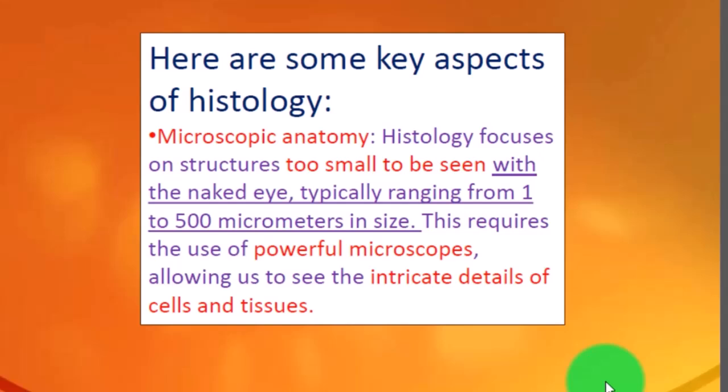Here are some key aspects of histology. Microscopic anatomy: histology focuses on structures too small to be seen with the naked eye, typically ranging from 1 to 500 micrometers in size. This requires the use of powerful microscopes, allowing us to see the intricate details of cells and tissues.